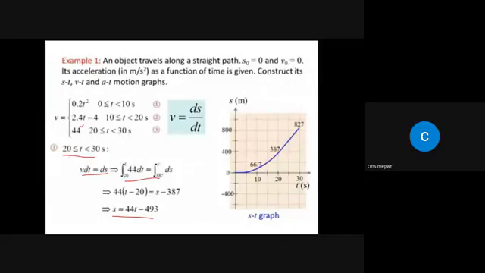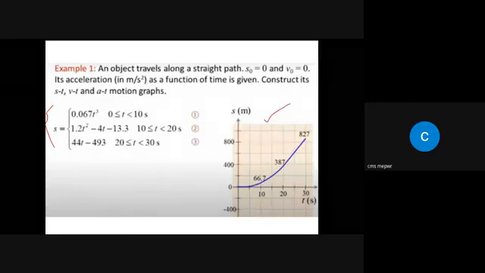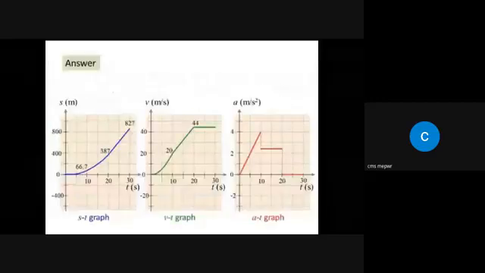When you put different values, you will get different sets. And when you put t equal to 30 seconds in this equation, you will get 827. So when you combine all those equations, you get this set of equations for displacement, and this is the ST plot. This is the combined answer, the ST plot, the VT plot, and the AT plot. This is your required answer, right?